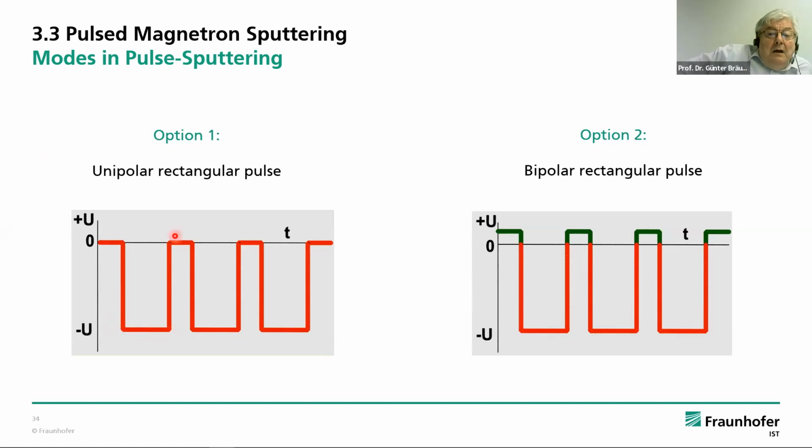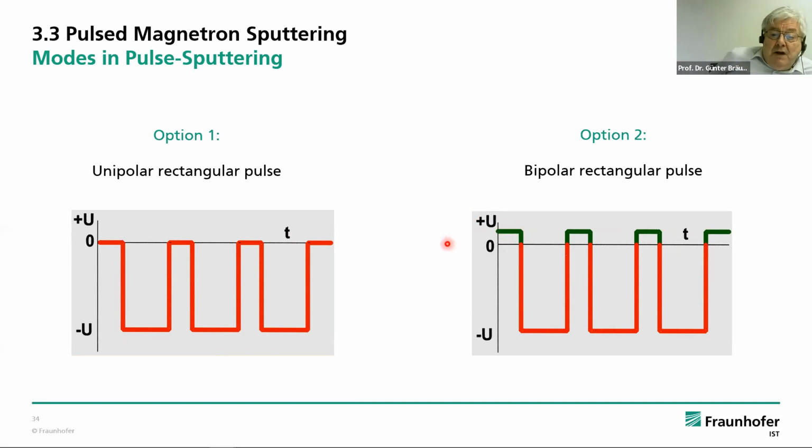Then option two was you use a bipolar rectangular pulse. That's how many single cathodes today are still driven. You switch to positive, and then you can support the discharging of the surface.